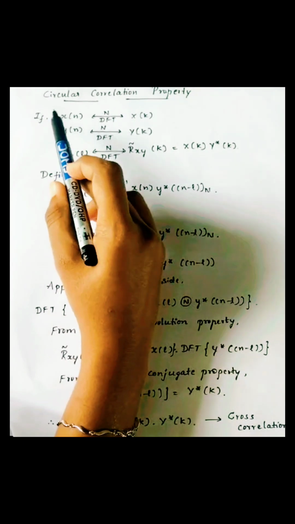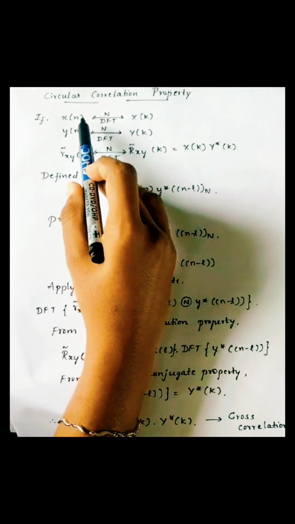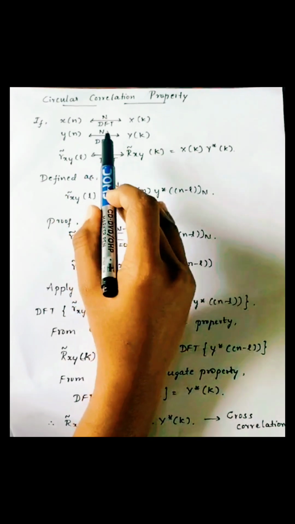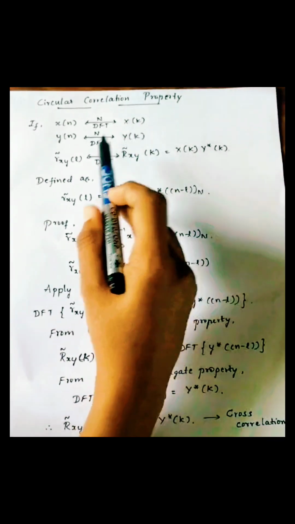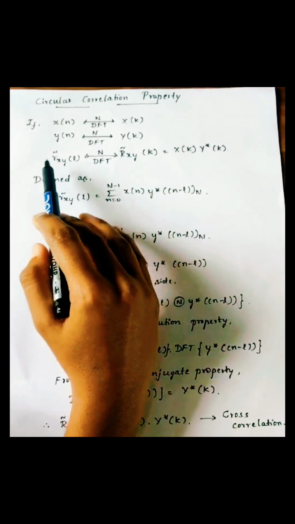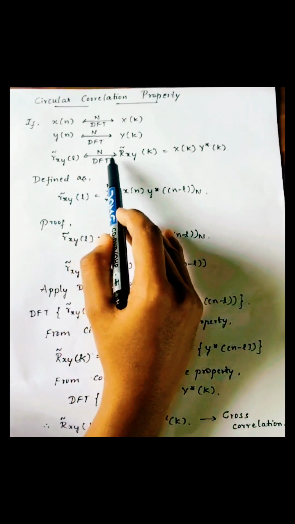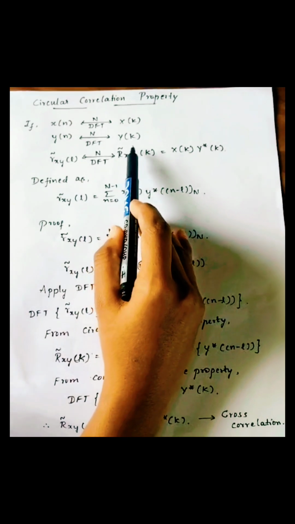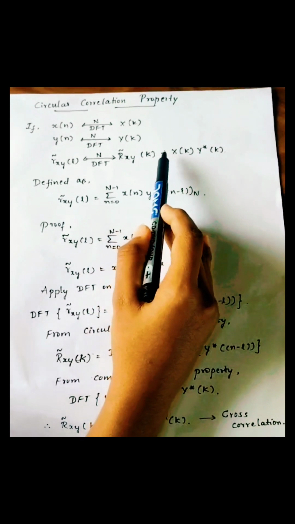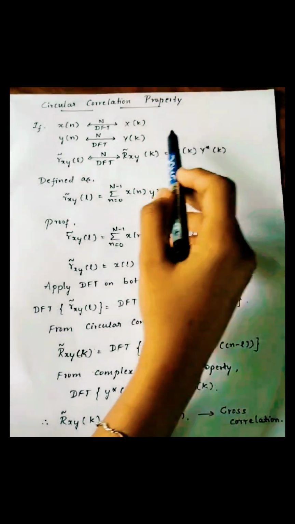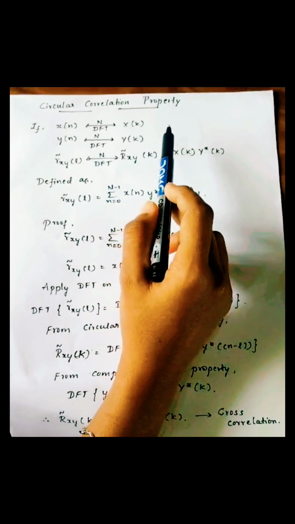Statement of the circular correlation property: if a sequence x of n has the DFT X of k, and another sequence y of n has the DFT Y of k, then the circular correlation, represented as R xy of l tilde, has the DFT R xy of k tilde, which equals X of k into Y conjugate of k. This is the statement of the circular correlation property.